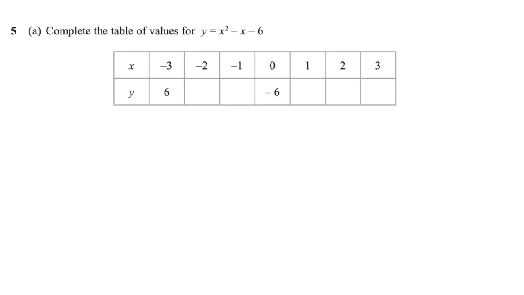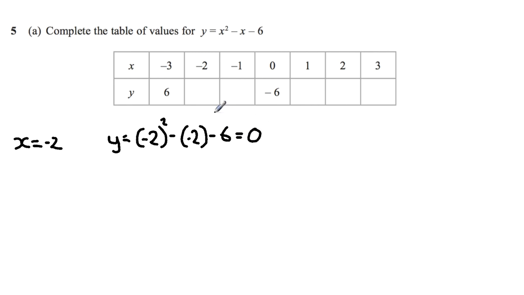Complete the table of values for y equals x squared minus x minus 6. So when x equals negative 2, I'm just going to substitute it into this equation to give us the value of y. So y equals open brackets minus 2 close brackets raised to the power of 2, minus open brackets minus 2 close brackets, minus 6, equals 0. Okay, so the first box over here should be 0.